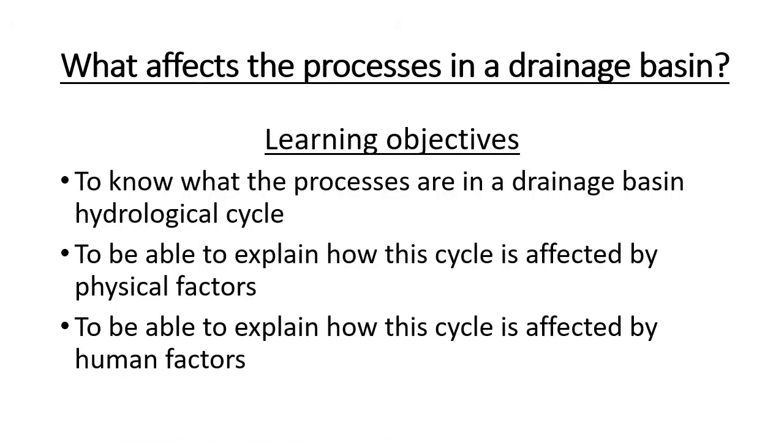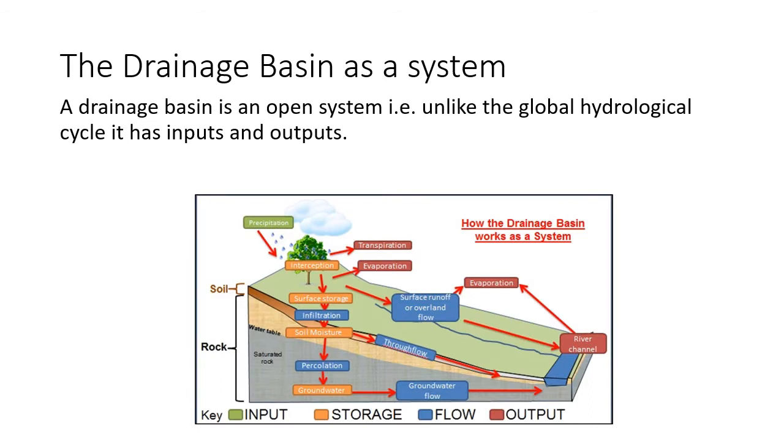So let's have a look. What we're going to look at today is the processes that affect a drainage basin. We're going to know what those processes are, and we're going to start to think about how physical factors affect them and how human factors affect them. Before we start going into physical and human factors, it's important to visualize what we're talking about. We're not talking about a system. There is a cycle, there's water flowing around, but importantly, it's open.